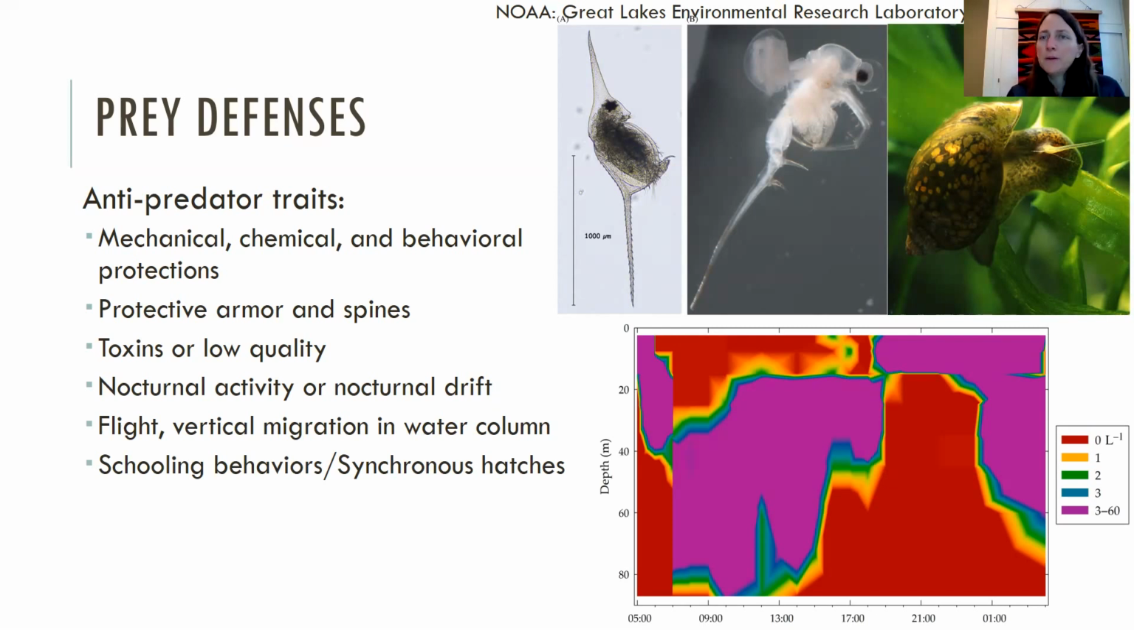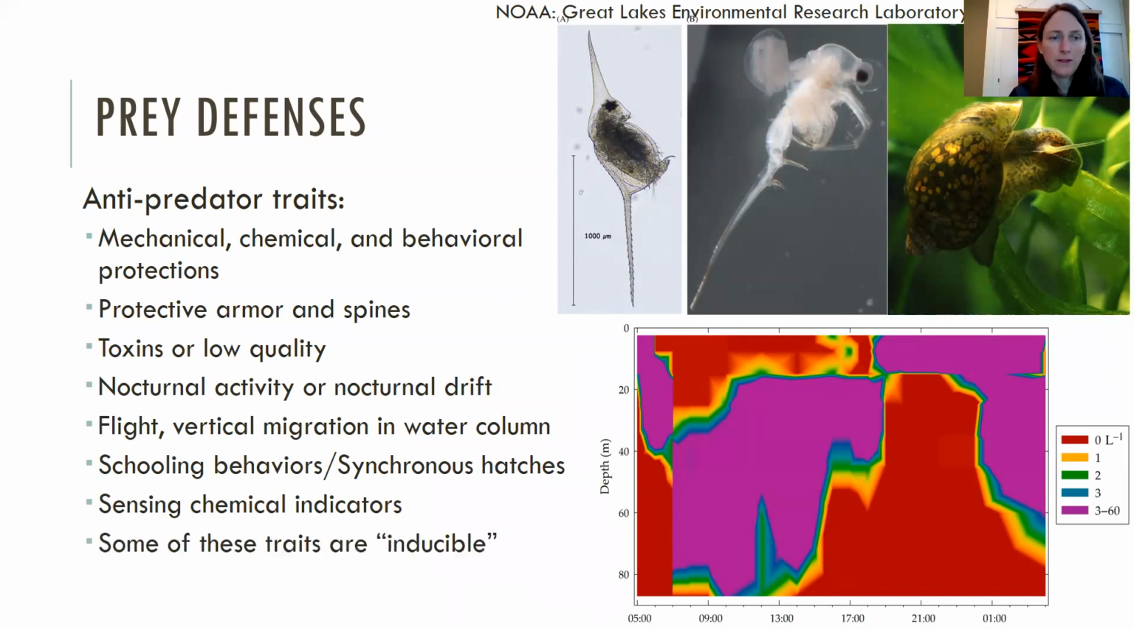Another thing that prey can do would be to school, or things like synchronous hatching for mayflies can provide just like a whole bunch of organisms all in one place, which means that any one organism is protected from predation because of all of its friends around it. Organisms can also sense chemical indicators of predators in their environment, and they can try to avoid them.